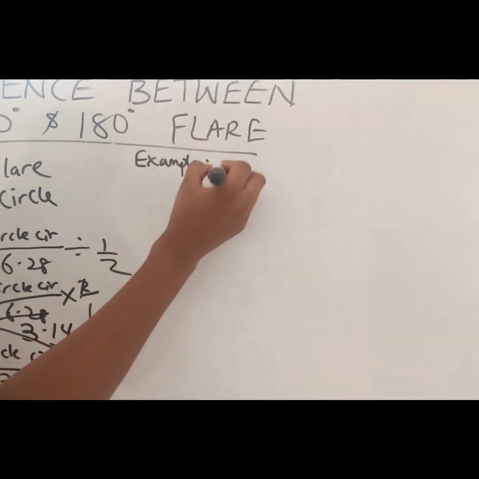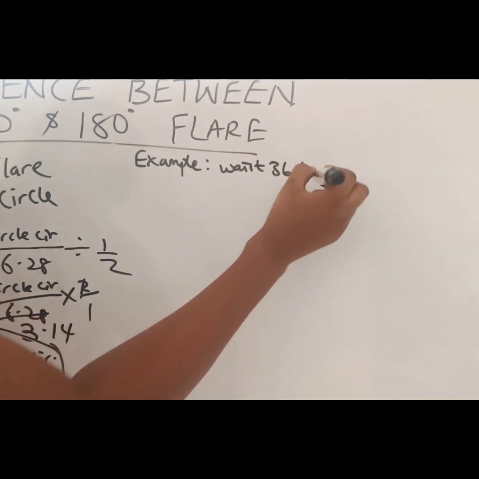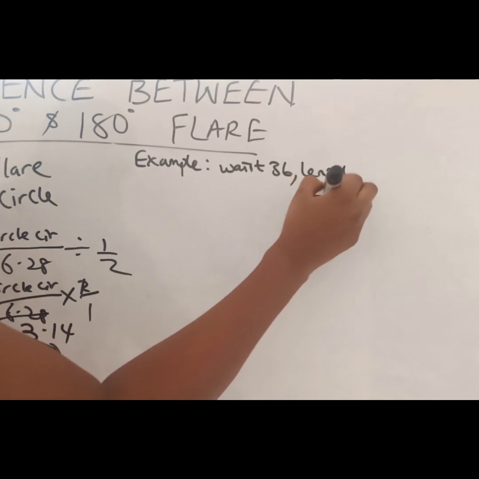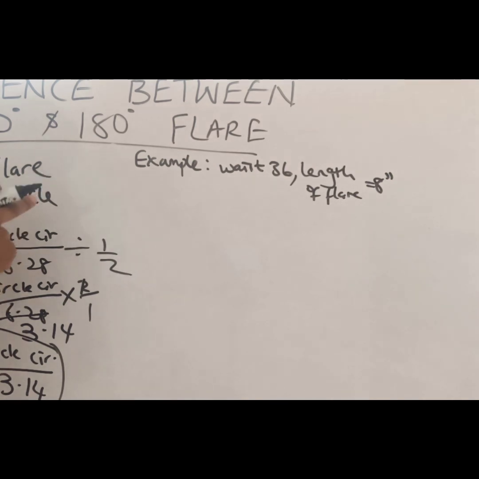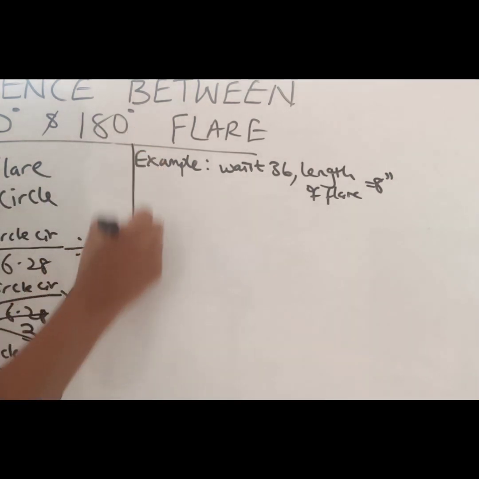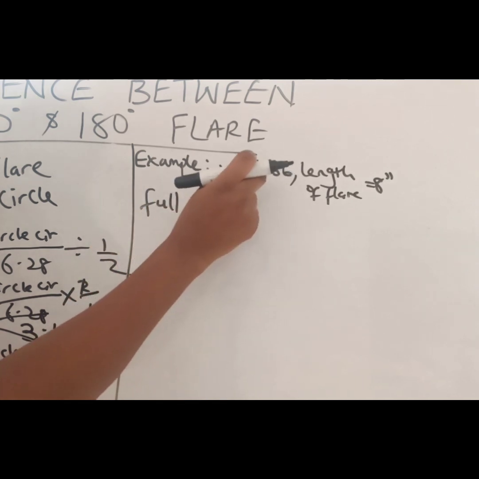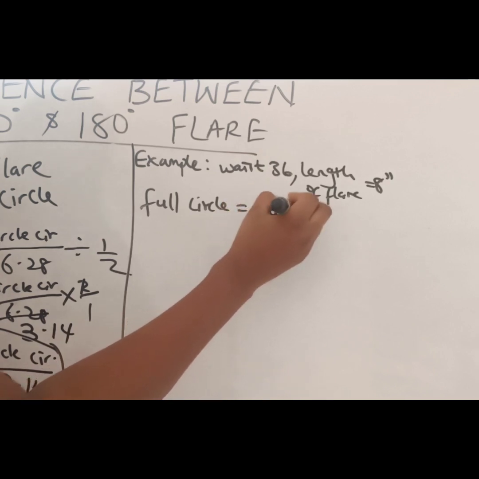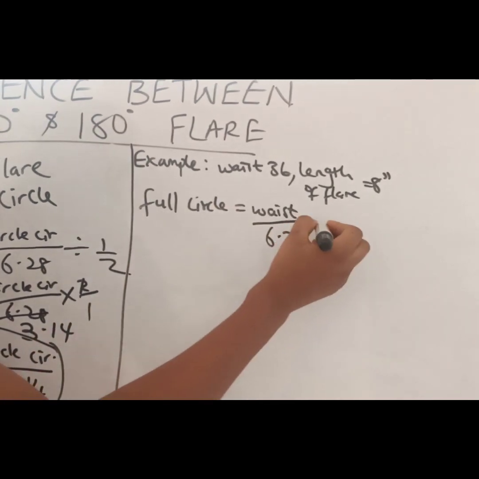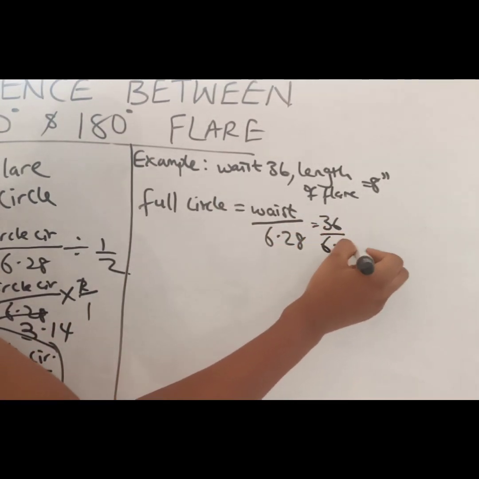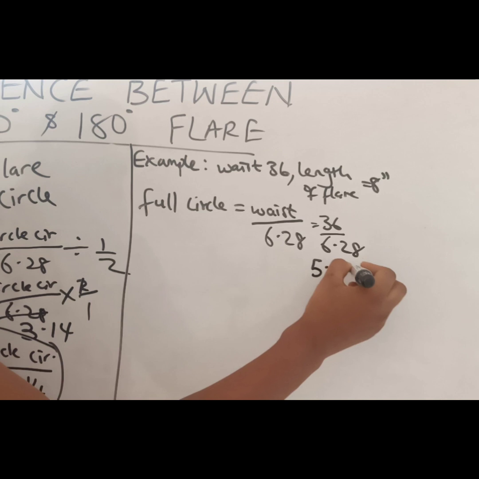If we are working with a waist of 36 and a length of flare of 8 inches. From our example, we say that if you are cutting a full circle, we use the waist divided by 6.28. So 36 divided by 6.28 is going to give us 5.73.